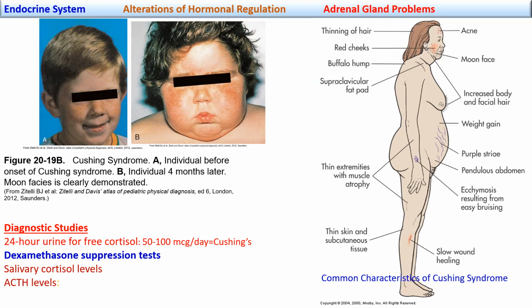Another diagnostic test will be the dexamethasone suppression test. It's another test that we will also cover in adult health too. Also salivary cortisol levels and ACTH levels. We will cover all of these in adult health too.